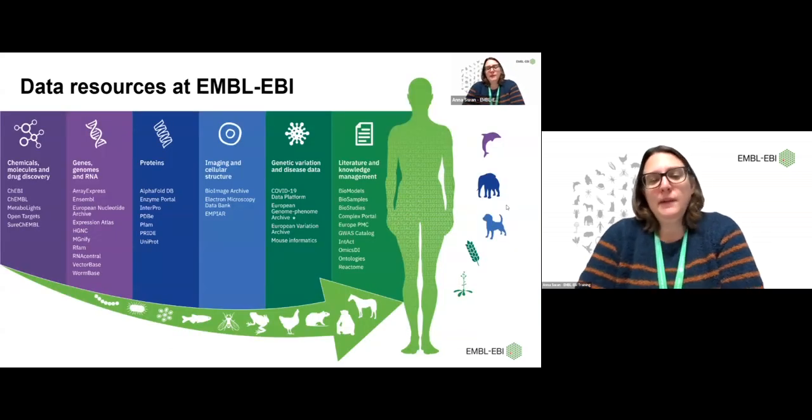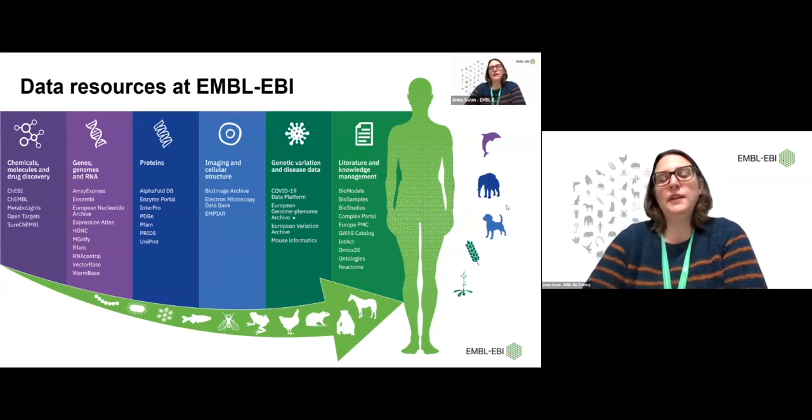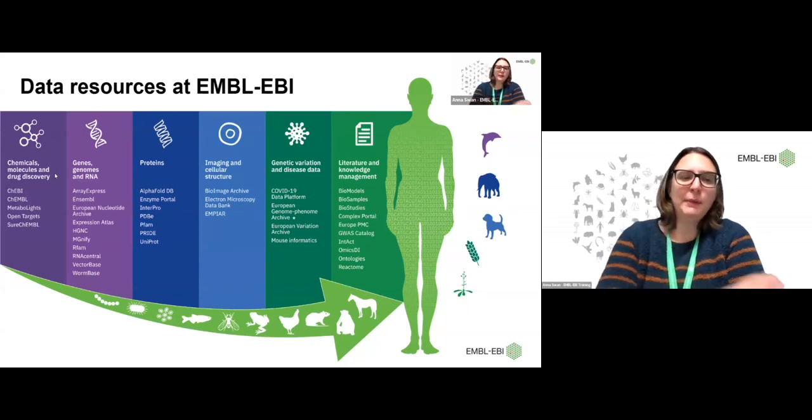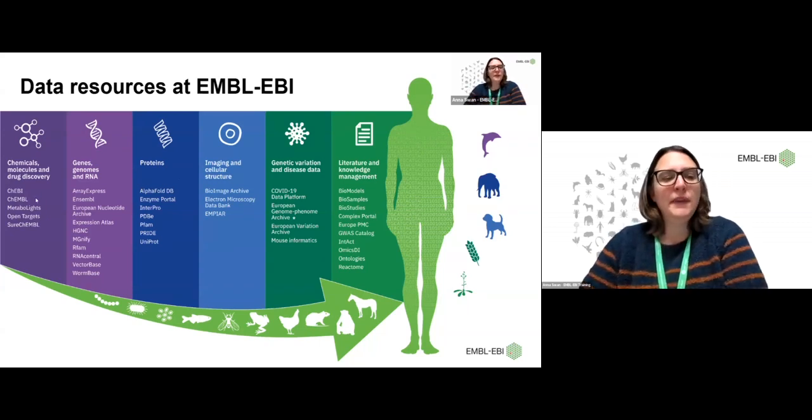This is a slide I wanted to spend a bit of time on because this shows you all of the different data resources that are available. And you will see at the top of each of these different colors are different fields, different areas of biology. So we start on the left, all thinking about chemicals, drug discovery. So ChEMBL is the place to go if you want to know more about a chemical structure. Metabolites, all about metabolomics, and then Open Targets for drug discovery. So there's lots in terms of chemicals, different resources here.